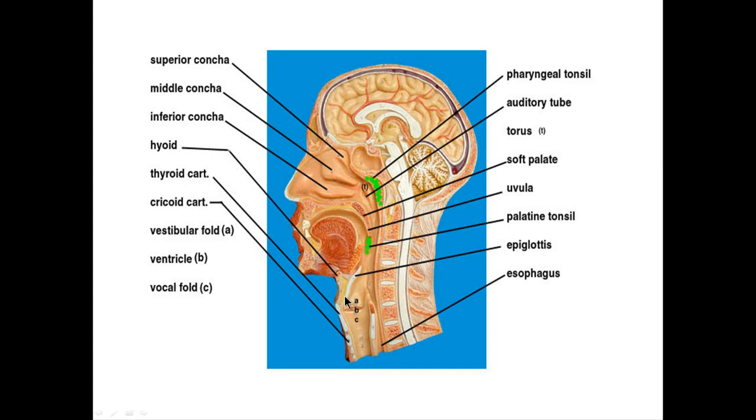Here's the epiglottis, a mucosal covered cartilage that can flap down and cover the larynx and the airway when food passes by. And finally, here is the esophagus, which leads into the stomach from the pharynx proper.